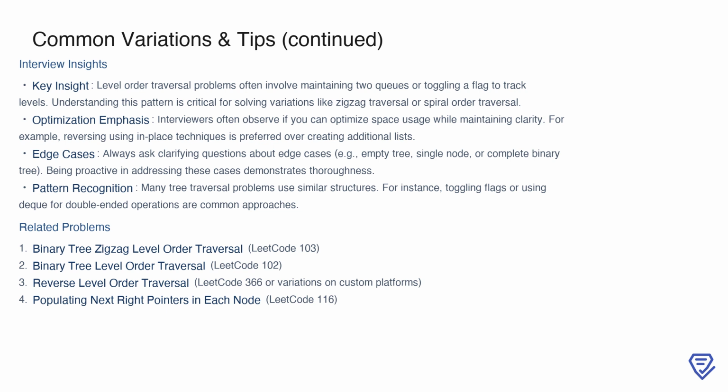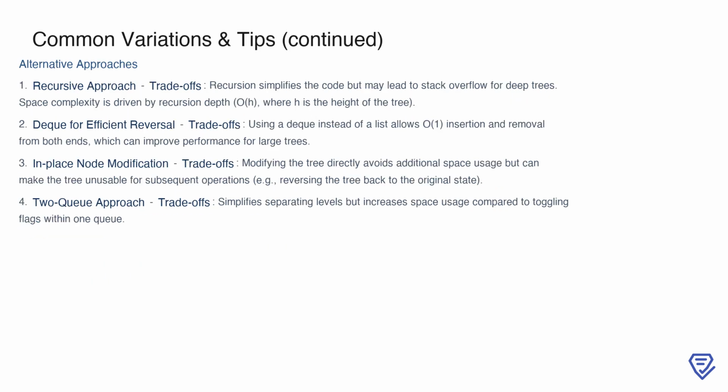Don't forget to ask clarifying questions about edge cases, such as handling an empty tree, a single-node tree, or a complete binary tree. Proactively addressing these scenarios demonstrates attention to detail. Lastly, tree traversal problems often follow similar patterns, like using a deque for double-ended operations or toggling flags. Identifying these patterns can help you tackle related problems more effectively, such as binary tree level order traversal or reverse level order traversal.